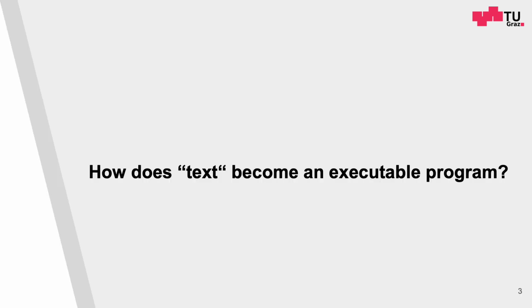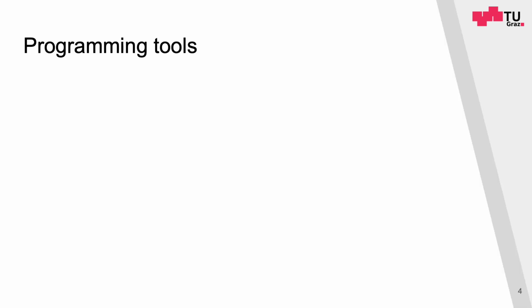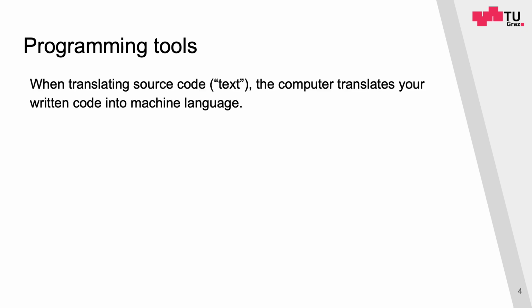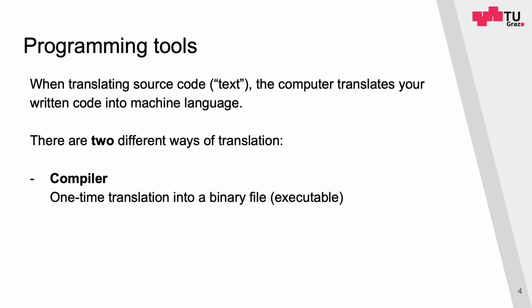So one of the main questions is, how does text which we type into the computer become an executable program? And this is exactly what those programming tools do. When translating source code, or in short text, the computer translates your written code into so-called machine language. And there are two different ways of translation. The first is the compiler. The compiler performs a one-time translation of your source code into a binary file. So after compilation, you get an extra file, which is an executable file, which holds all the machine language.